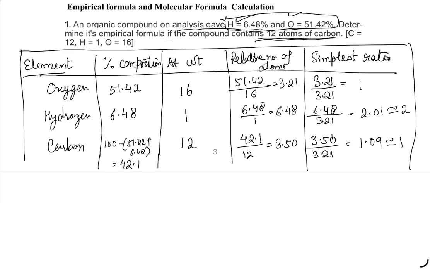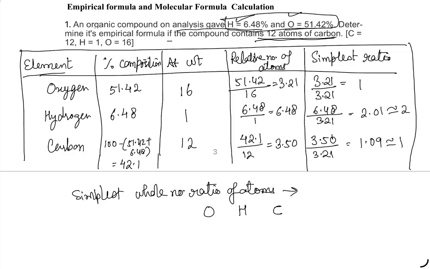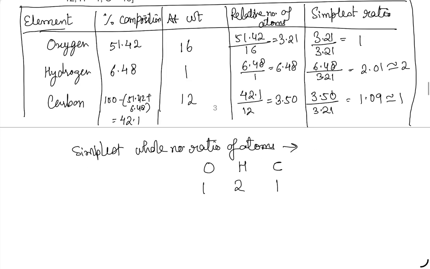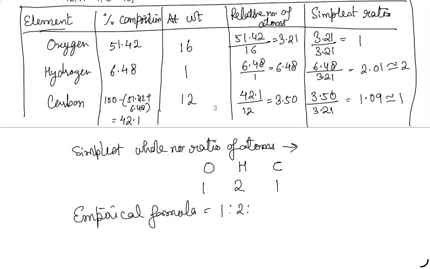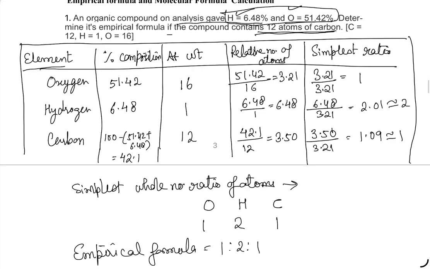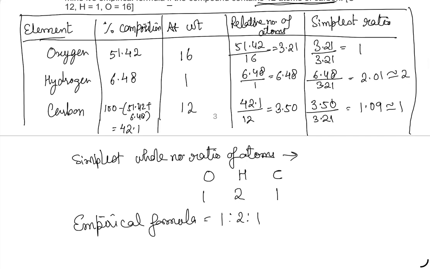So in my compound, my simplest whole number ratio of atoms is oxygen, hydrogen to carbon, 1:2:1. So I can write down my empirical formula as 1:2:1. Okay, so I got this 1:2:1.